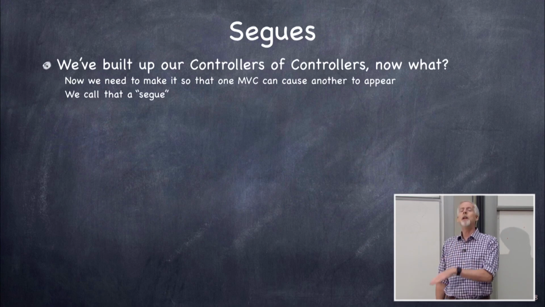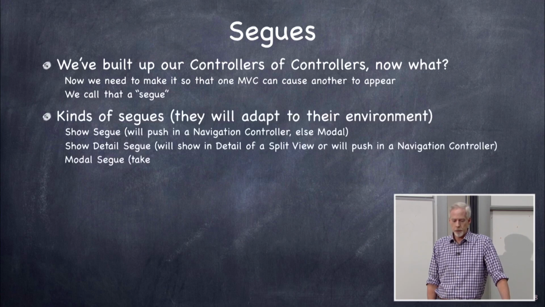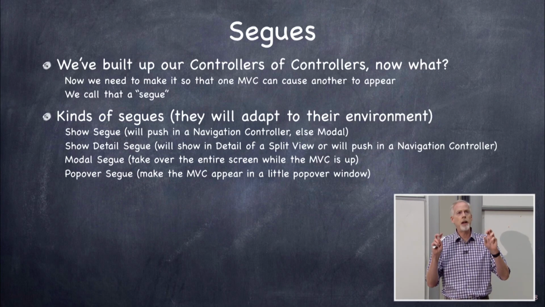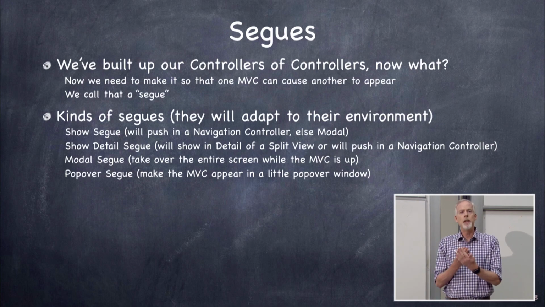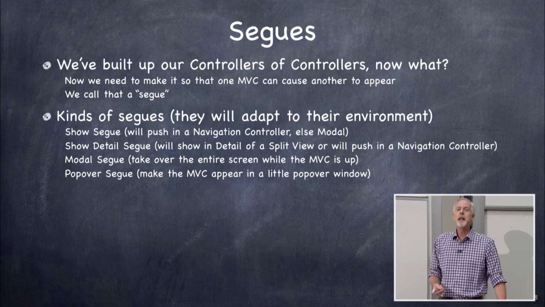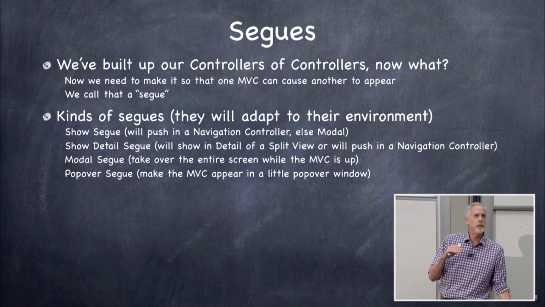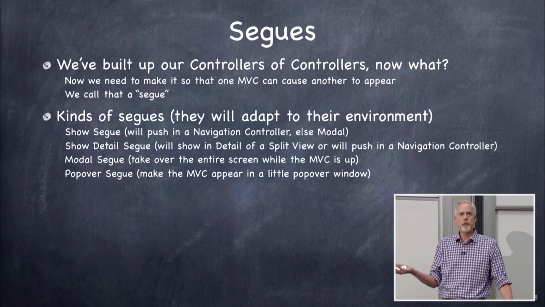It makes it and puts it on the top of the stack or puts it in the right side of a split view controller. So here are the kinds of segues that exist. There's a show segue. That's the kind of segue that works in a navigation controller. Okay? That causes the new MVC to be put on top of a stack. If you're not inside a navigation controller, you probably shouldn't be doing a show segue. Then there's show detail. That works in a split view. Okay? So show detail will replace the right side of the split view.